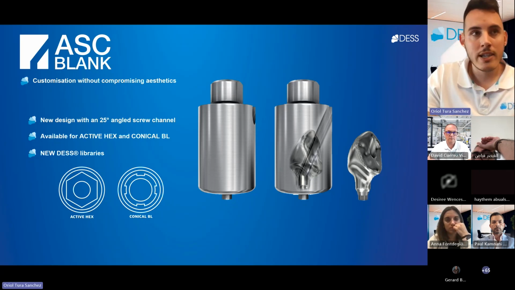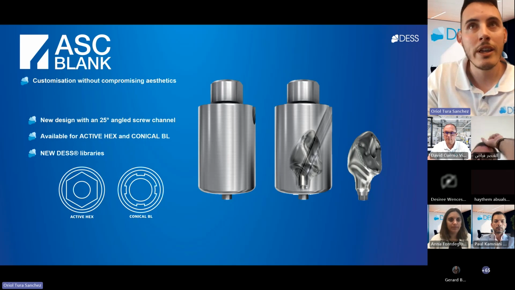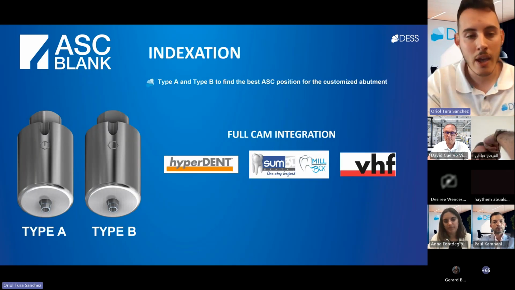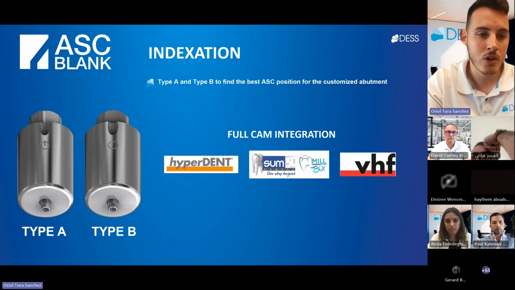Obviously, as the screw channel is placed in an exact position, we know that sometimes a hexagon offers you only 6 positions. So we need to offer you different indexation options. Based on our narrowest type base, elliptic base, or the multi-unit plus that I showed you before, we will offer those angled screw channel pre-mill blanks with 2 different indexation options.